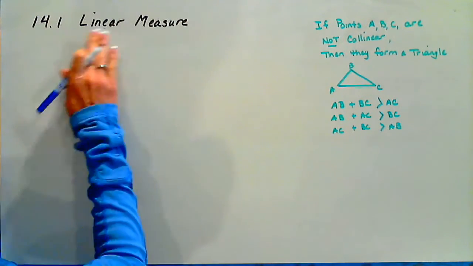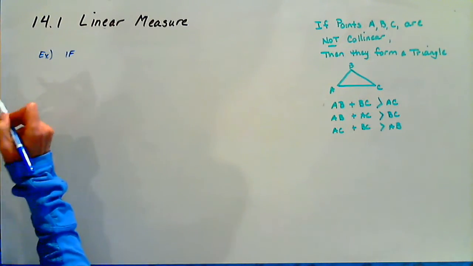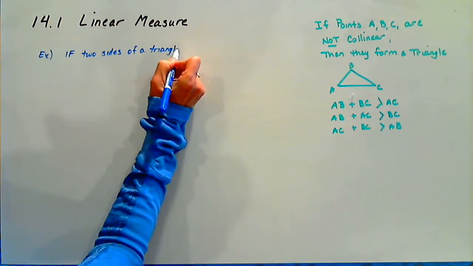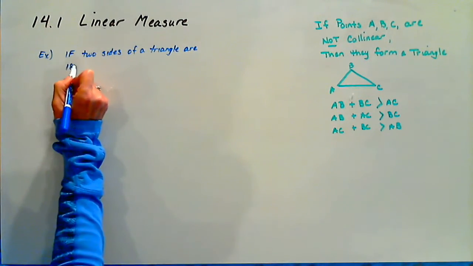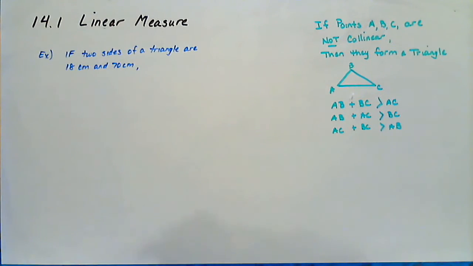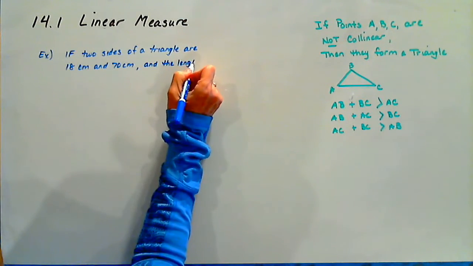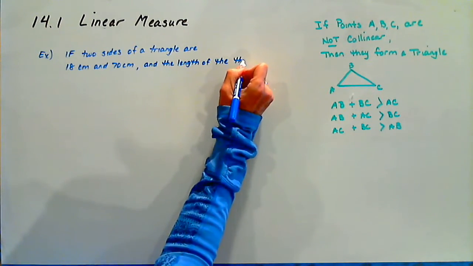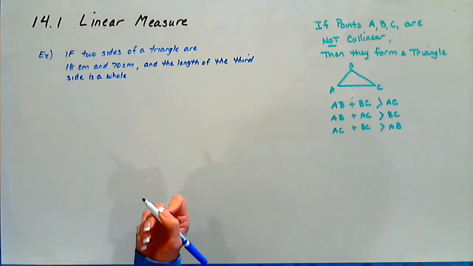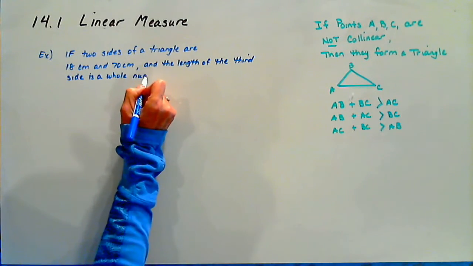Okay, let's try, it's a little wet, sorry about that. Let's try the following. If two sides of a triangle are 18 centimeters and 70 centimeters. And for ease for this first example, let's make sure everything's a whole number. And the length of the third side is a whole number. And remember, whole numbers are non-negative, so 0, 1, 2, 3, 4, etc. Of course, 0 wouldn't work, it wouldn't be a triangle.